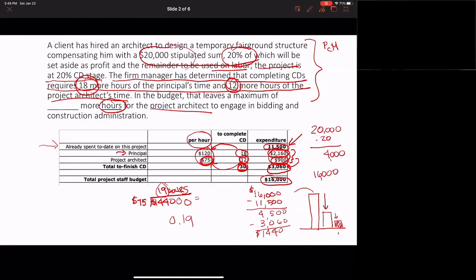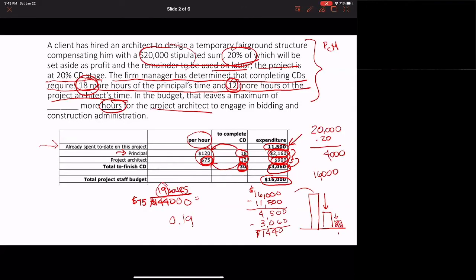So you need to estimate that we need 18 hours from the principal and 12 hours from the project architect. And you say to the manager, but how do you know? Well, they don't know, right? She doesn't know. But you keep making revised, more and more accurate assumptions based on your knowledge, because not having an assumption is an assumption. Like the number is not zero, the number is not infinity. So not having an assumption is an assumption.